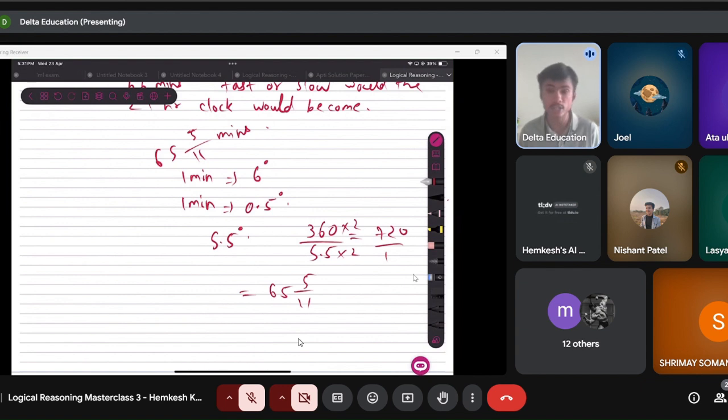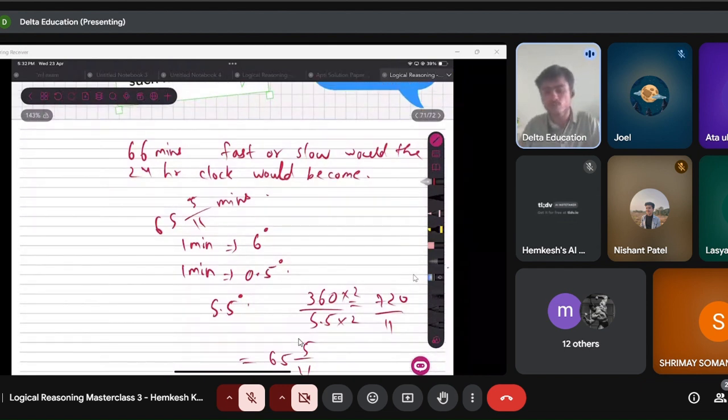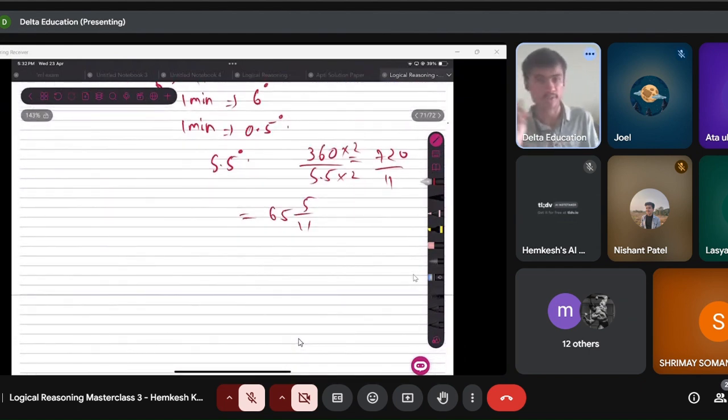So if we do the calculations we get this. So we could say that if the clock is correct, then after 65 5 by 11 minutes, both of the hands would coincide with each other. But now the question says the clock is faulty, so the minute hand and hour hand meet each other after 66 minutes. So the clock is slow, by the way.